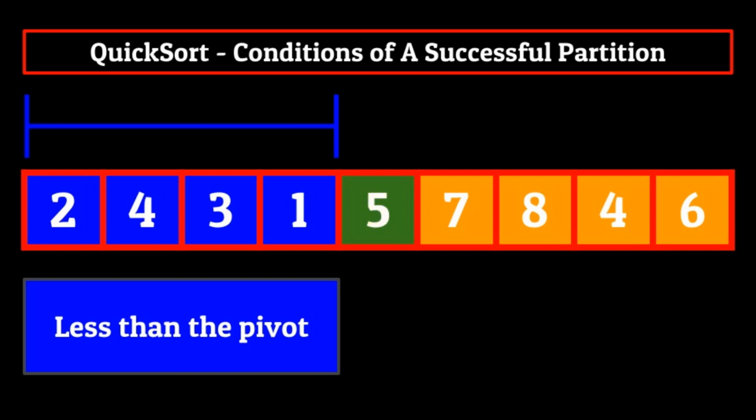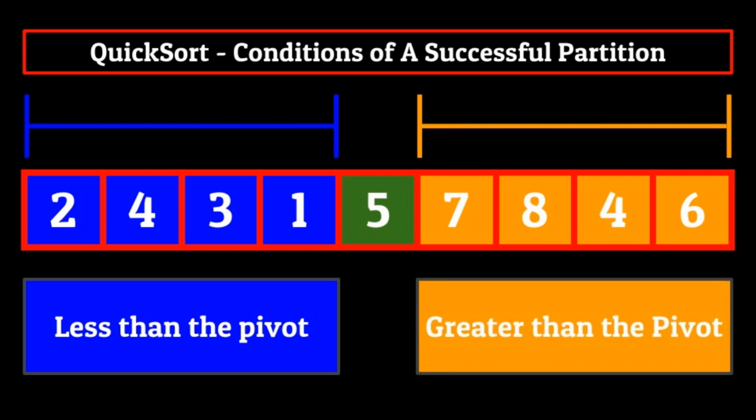And finally, from the element just above the pivot through to the higher bound of the dataset, no element is less than the pivot element. These three conditions are what describe a successful partition. The problem then becomes how we achieve this state.